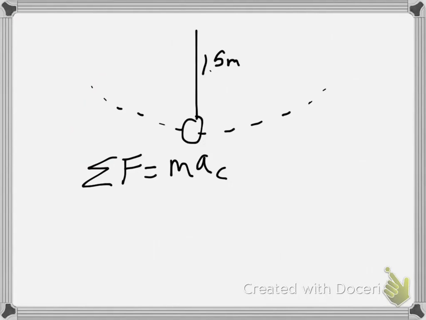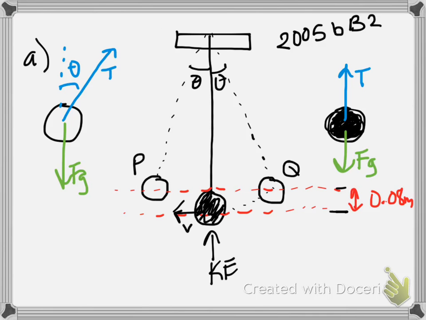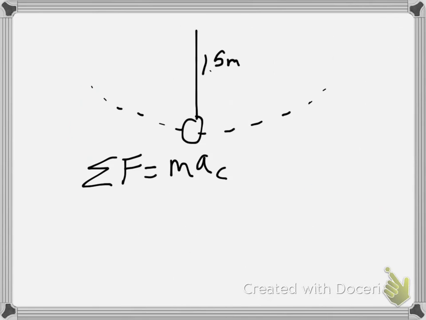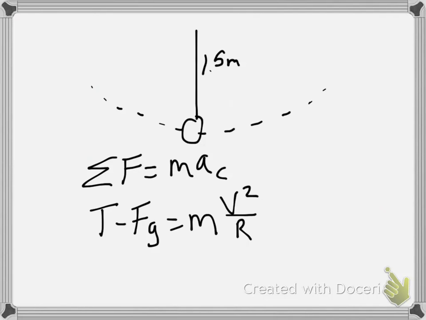So that would mean that, go back to our free body diagram, but if we call up positive, then we would have tension minus the force of gravity equals mass times v squared over r, okay, where r is 1.5. So that means tension would be equal to the force of gravity, and we know that is just m times g, plus mv squared over r.